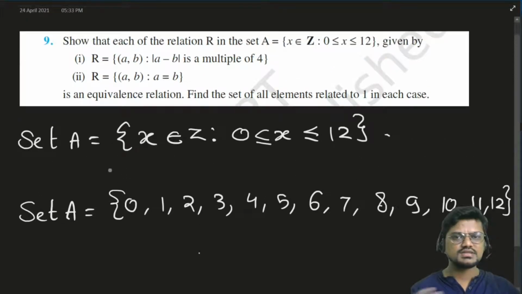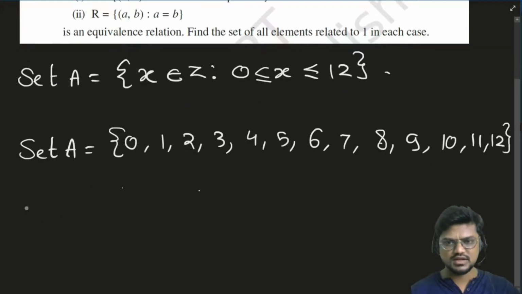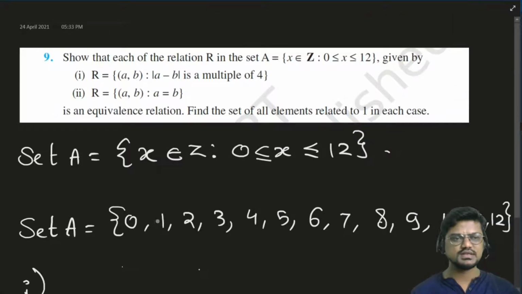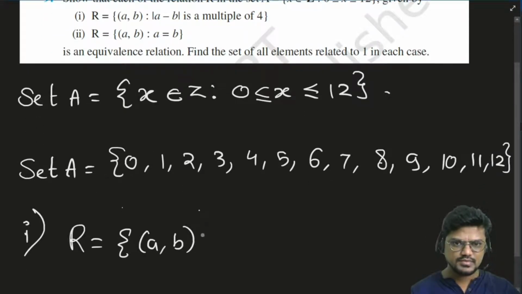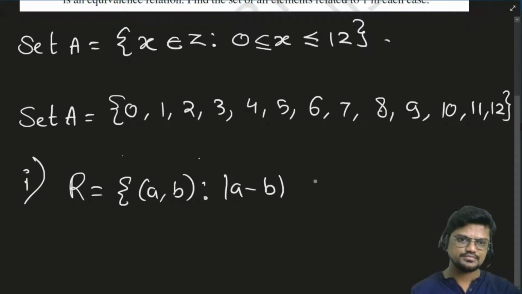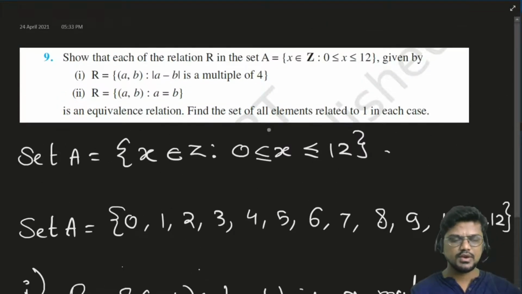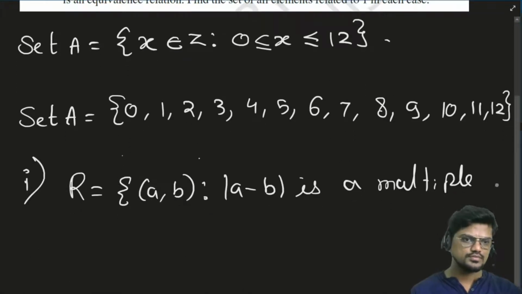Now what is given? Now what relation have they given? The first relation which they have given, you have to prove that it is an equivalence relation. The relation is the set of all (a,b) such that modulus of a minus b is a multiple of 4.